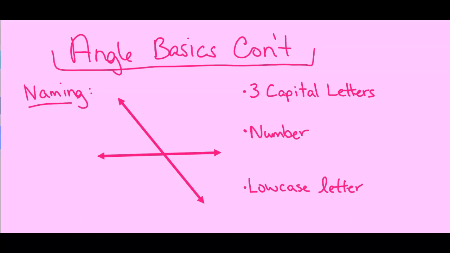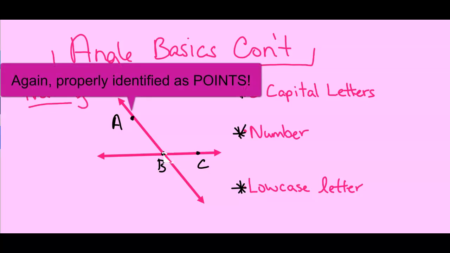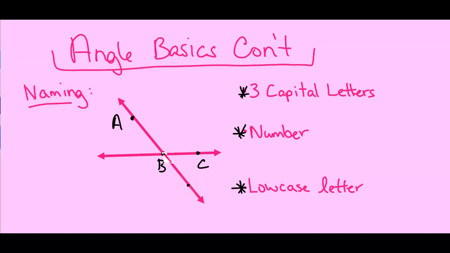Continuing with our angle basics, we also have different ways that we name an angle. I'm going to show you 3 different ways. The first way that an angle can be named is using 3 capital letters. An angle is formed when we have 3 dots like so. In this example, the 3 dots can be utilized in order to identify what specific angle we're referring to.